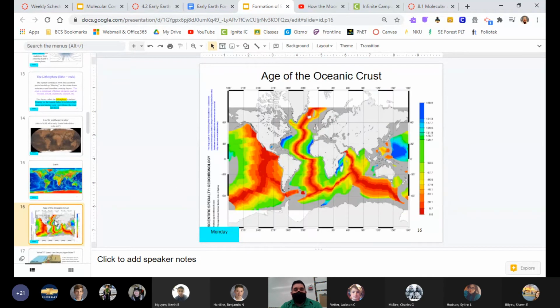So, the age of the oceanic crust, if you look here, the red lines are the youngest crust, the youngest rocks on Earth. Okay? So the red lines are the youngest rocks on Earth, and you know that most of them are in the ocean. All right?